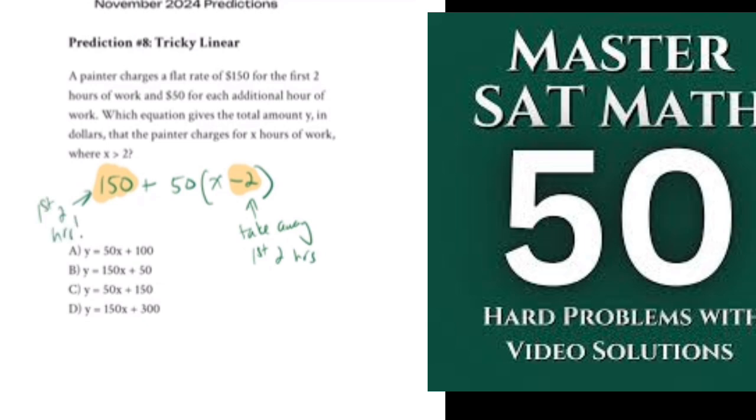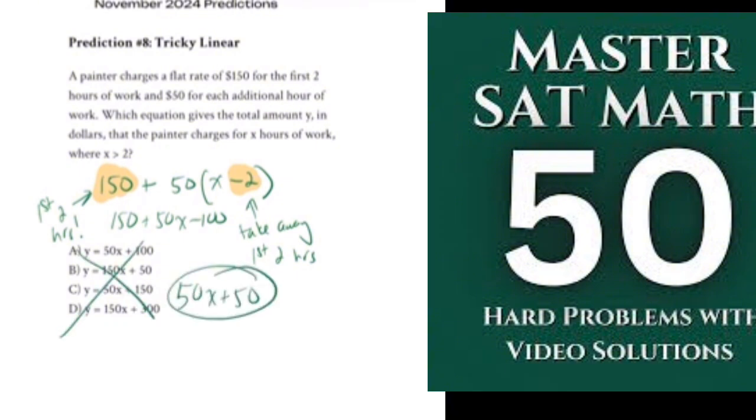So then when you simplify it, you end up with 150 plus 50x minus 100. And that gets you none of these answers. Thanks, ChatGPT. That's going to get you 50x plus 50. Lesson learned. Do not use ChatGPT, even if you have the paid version 4.0 or whatever it's called, because it is unreliable. Worse than my magic 8 ball.